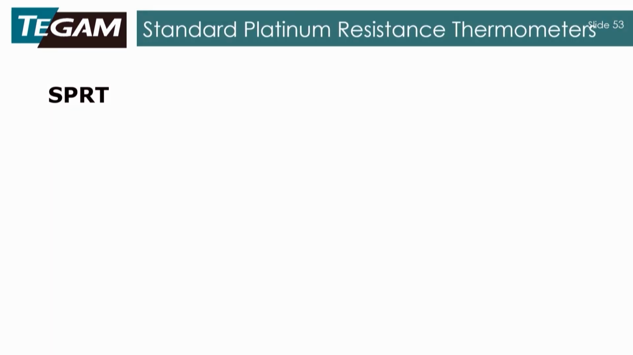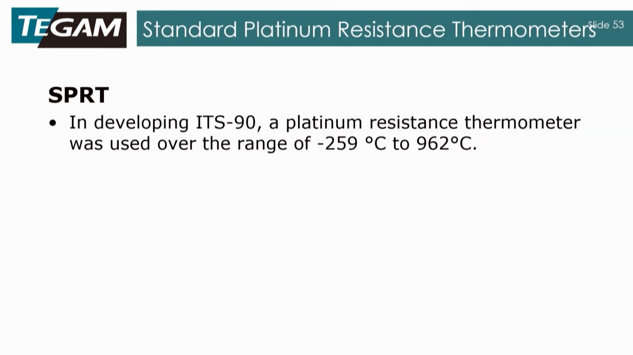So the last kind of RTDs I want to go over is a special type called the SPRT, and that stands for Standard Platinum Resistor Thermometer. And this was used in developing ITS-90, and it's a very accurate thermometer. The one they used was used over the range of negative 259 degrees C to 962.